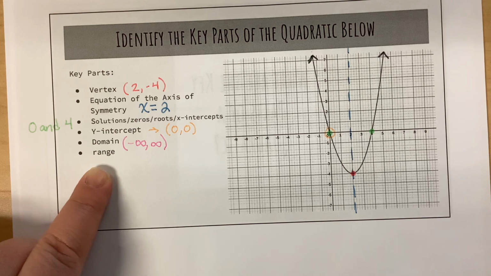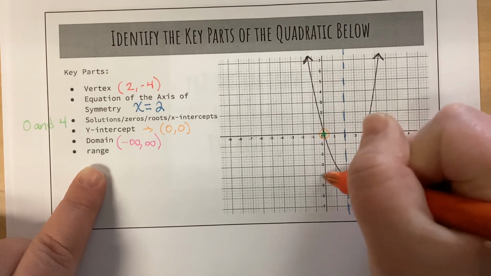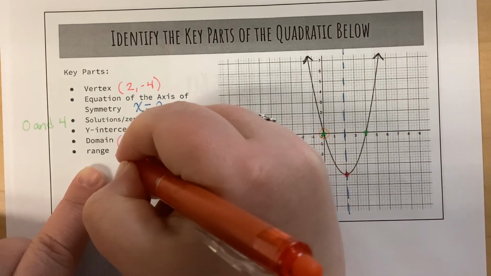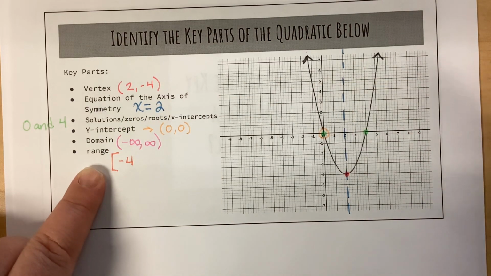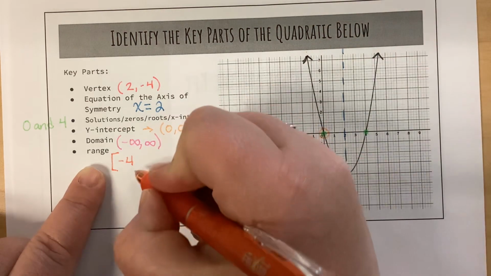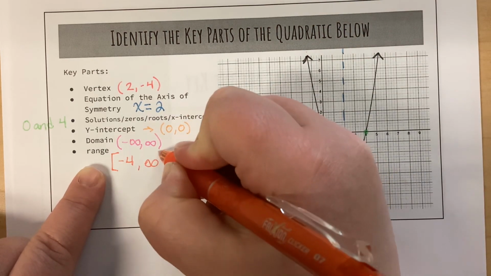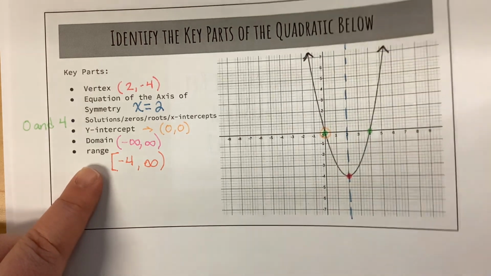All right, now the range on the other hand is bottom to top. So the bottom of the graph occurs in this case where the vertex is. It's right here at -4, and that's inclusive here, so I'm gonna put a bracket instead of parentheses. But up at the top, I have arrows. That means they go up forever. So that means my range also goes up forever. So it's from -4 to infinity. And that's it for this one. Let's try another.